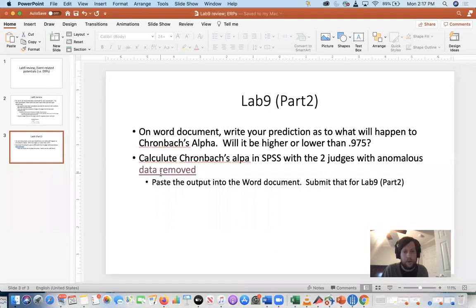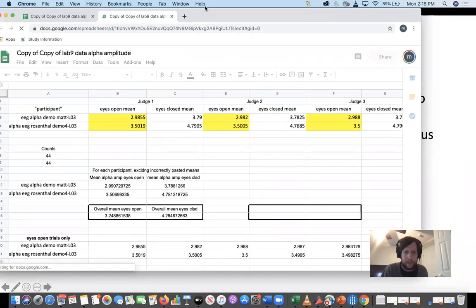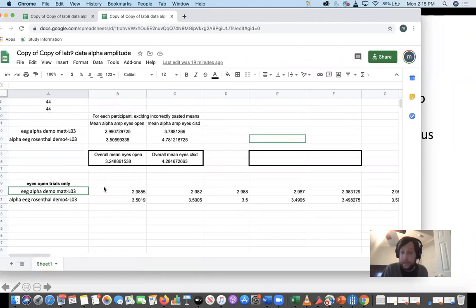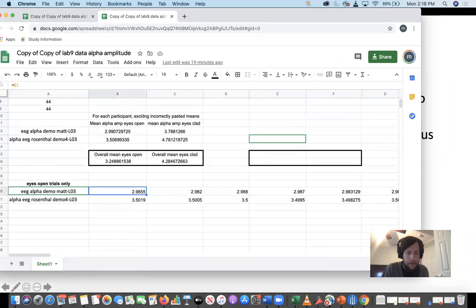For lab 2, I've made a Google sheet, which is right here. I guess I'll go on and click on it, see how it looks. This Google sheet. And what I've done, the way I copied and pasted, these are what I copied and pasted into SPSS right here, these numbers right here. When I was calculating Cronbach's alpha for the 22 judges, I copied and pasted, these are all of the eyes open conditions for all of the judges. And you can see where I got them from.